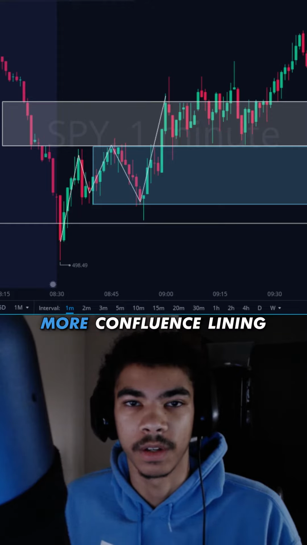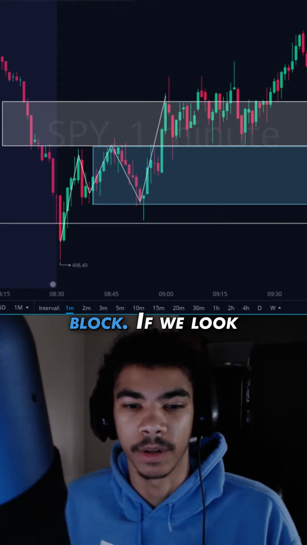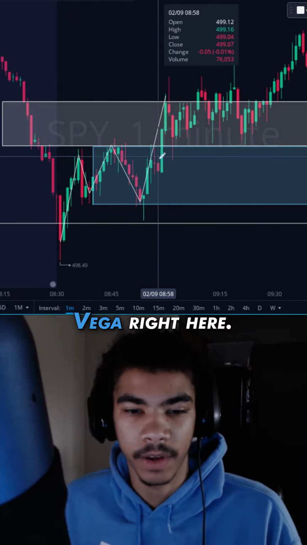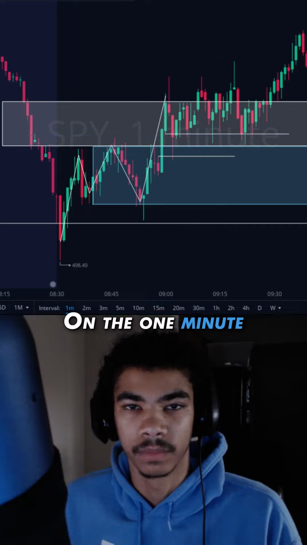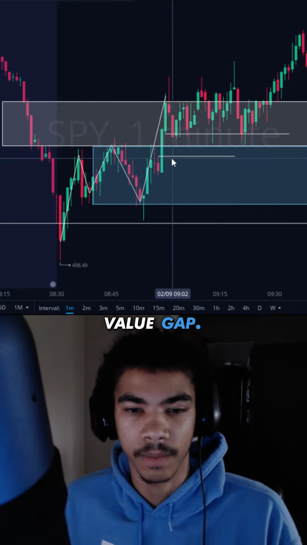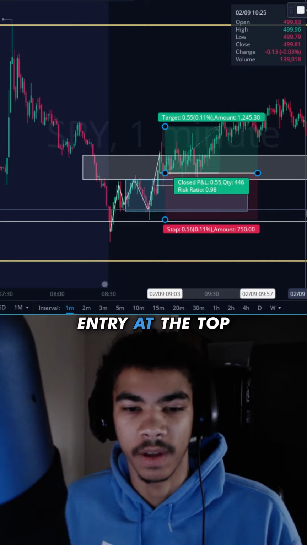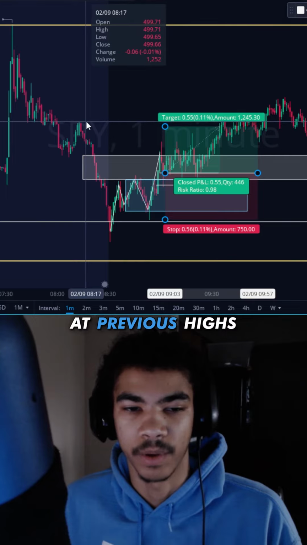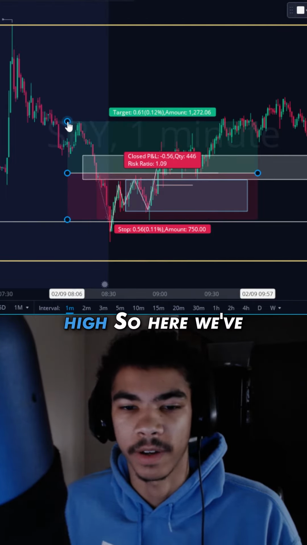We're going to look to see if we see any more confluence lining up with this breaker block. If we look forward to the right a little bit, we do. We've got a fair value gap right here on the 1 minute. To gain entry to this trade, we're looking for a dip into this fair value gap. Looking to gain an entry at the top of that fair value gap, we could set our price target at previous highs or the pre-market high.